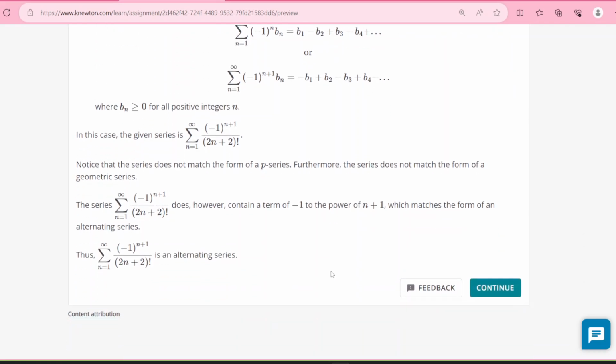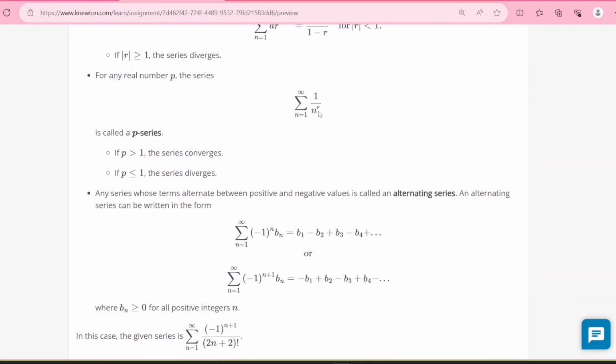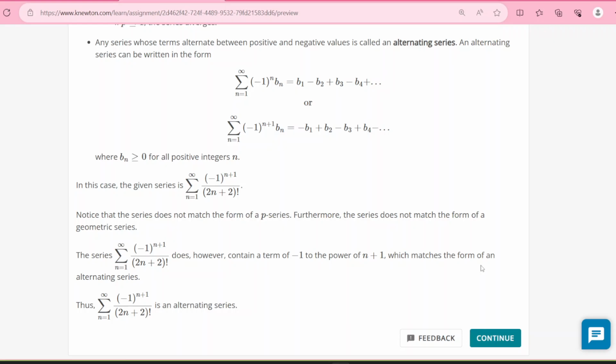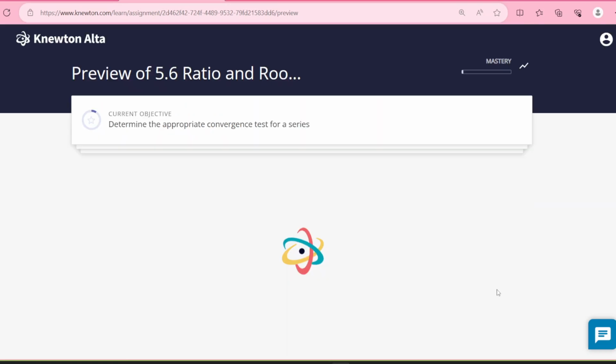Now, of course, if you got it wrong, definitely read through the answer explanations and see if you can figure out why you were wrong, where you went wrong, and try to fix those mistakes in the future. And here you see they explain what a geometric series is again, what a p-series is, what an alternating series is. So they also give you some nice instructions sometimes in these answer explanations. Okay, moving on.